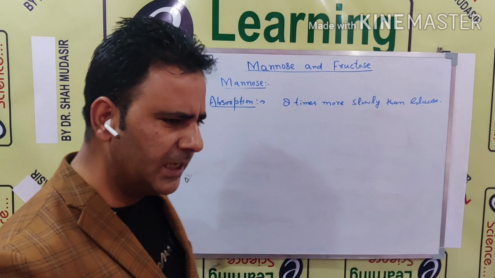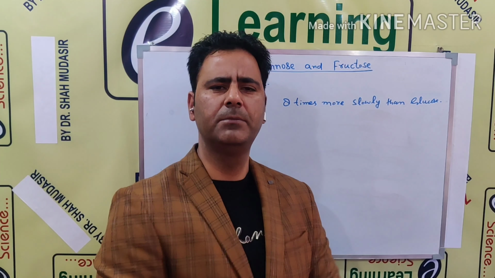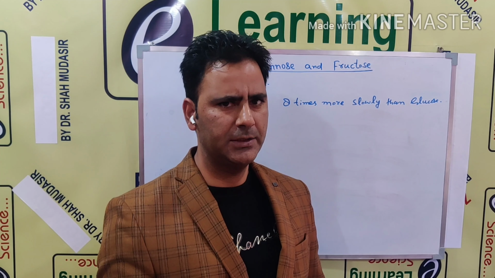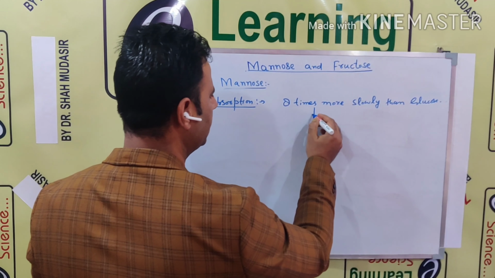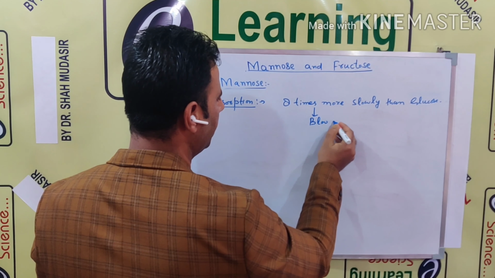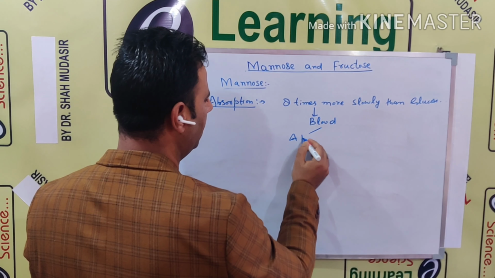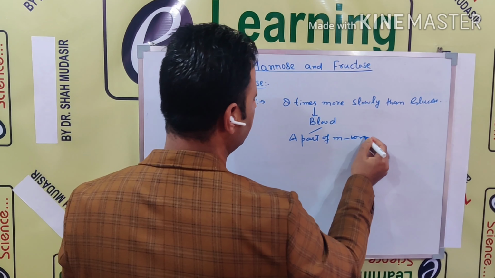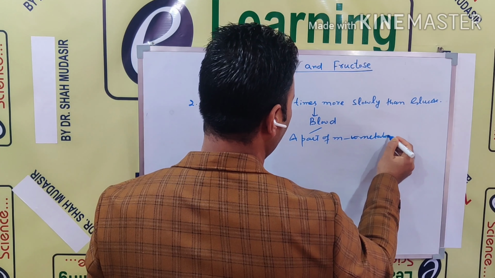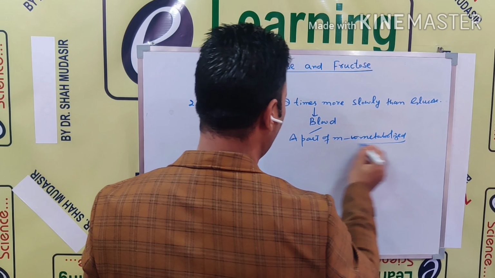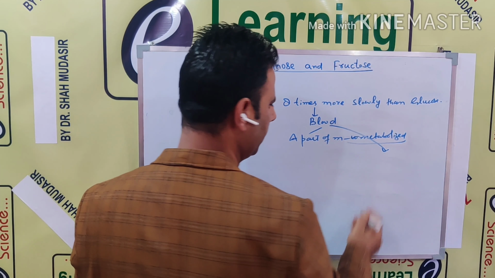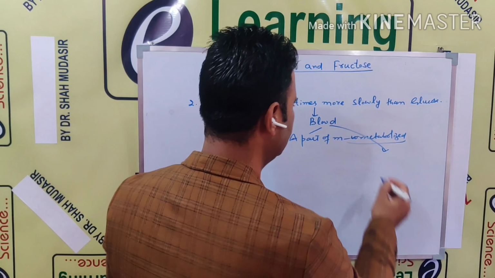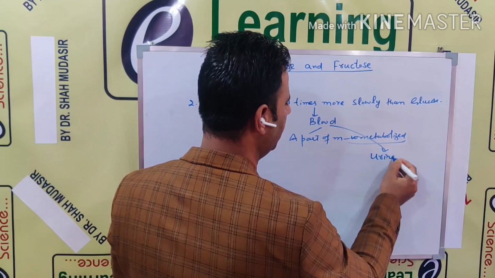And once it gets absorbed, it goes into the blood, and only a part of the mannose is metabolized. The rest, a significant part of the mannose, is secreted out with urine. It is flushed out with urine.